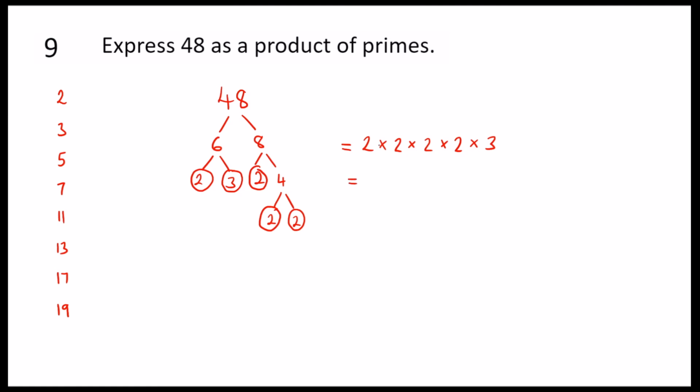Now, if I have 4 2's that are all being multiplied, an even simpler way of writing this would be 2 to the power 4 times by 3. And this is what we call index form. If you're asked to write a product of primes, either of these two answers is fine. If it asks for index form, you have to write this second version just here.